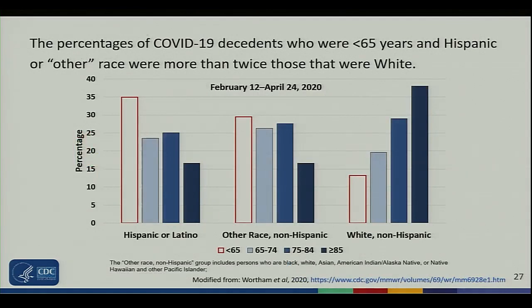This figure shows data on race and ethnicity by age group among a convenient sample of 10,000 COVID-19 deaths that occurred during February 12th to April 24th in 16 health jurisdictions. The median age was 71 years among Hispanic decedents, 72 years among all other race decedents, and 81 years among white decedents. The percentages of COVID-19 decedents who were less than 65 years and Hispanic or other race groups were more than twice those that were white. Next slide.